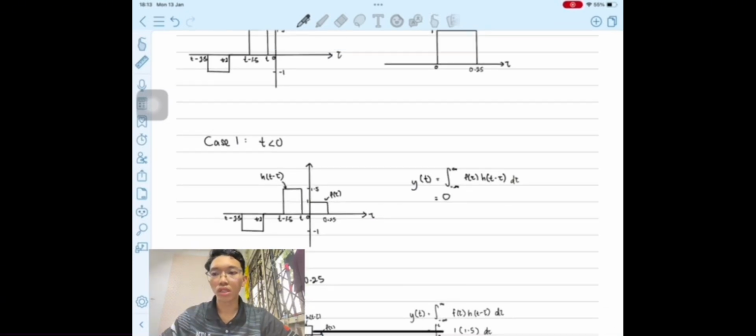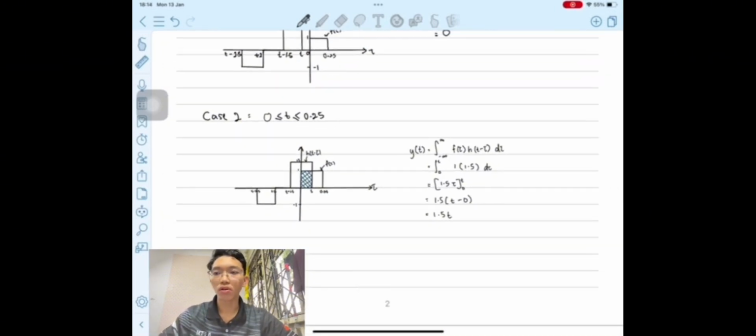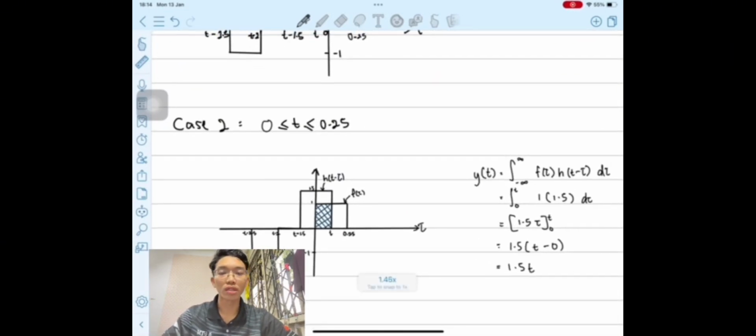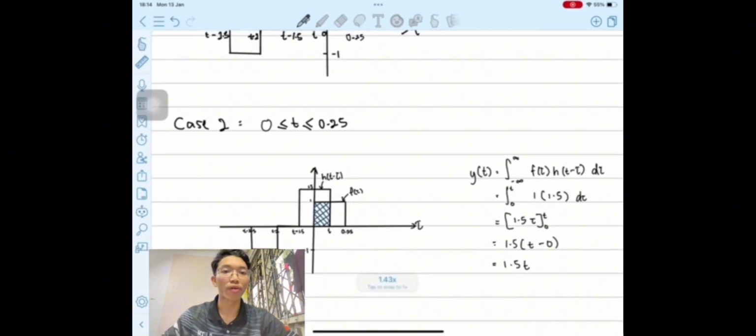For t less than 0, the signal does not overlap. So given the result of y(t), the integral from negative infinity to infinity of f(tau) h(t minus tau) d tau, we'll get the result of 0. For t from 0 until 0.25, we'll see the overlap of the two signals from 0 until t on the screen. So y(t) is equal to 1.5t.